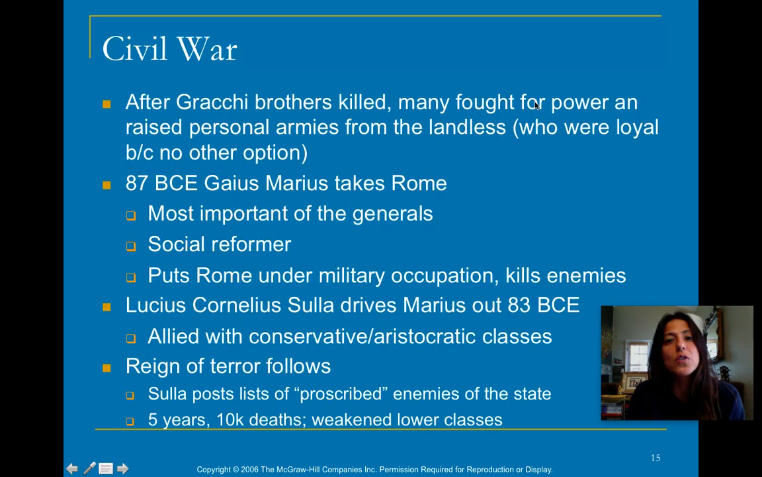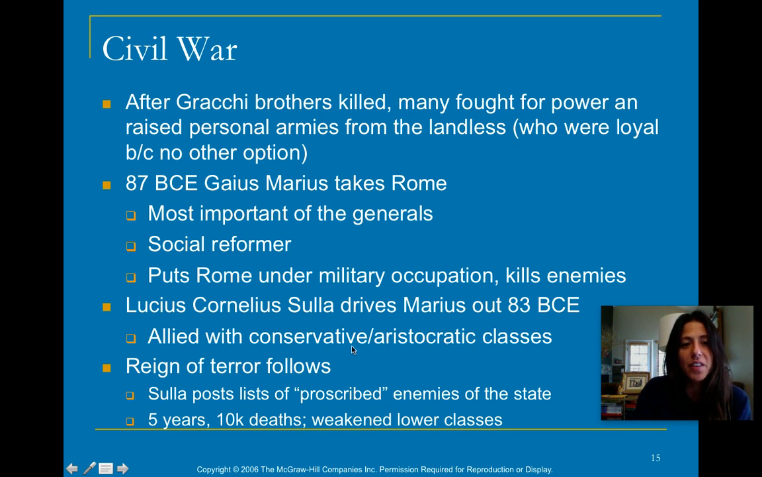After the Gracchi brothers are killed, many fought for power and raised personal armies. I told you about that. In the year 87 BC, so 87 years before zero, Gaius Marius is going to march on Rome. He's the most important of the generals fighting for power. He's a social reformer. He's going to put Rome under military occupation and then kill his enemies, particularly people like Sulla. Eventually, Gaius Marius is going to die, and Sulla is going to come into Rome. He's with the conservatives, aristocrats.